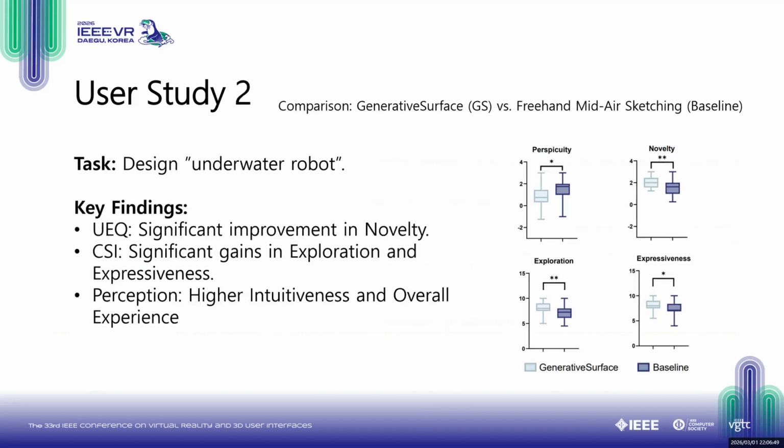Study 2 was more important. We invited participants with backgrounds in design. We compared our system against freehand sketching. The data shows improvements. We see higher scores in novelty. Participants felt they had more freedom to explore and express their ideas. They told us the system improved their precision. It wasn't just for ideas, it was a functional choice.